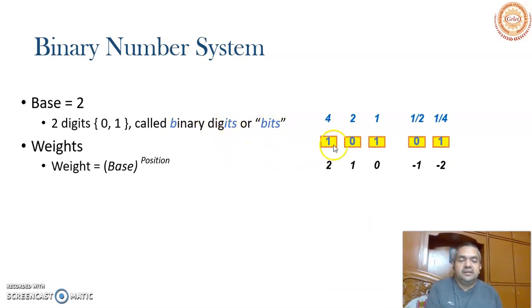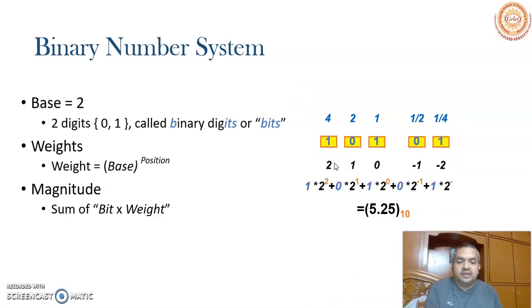So here the position values are like 2 power 0, 2 power 1, 2 square. So it will be 1, 2, 4. 2 power minus 1, 2 power minus 2 is 1 by 2 and 1 by 4. And for this, the value will be like this.